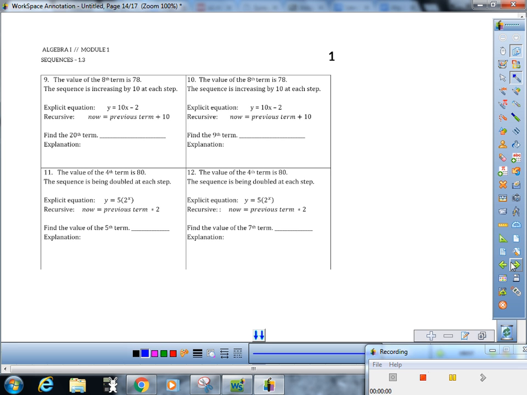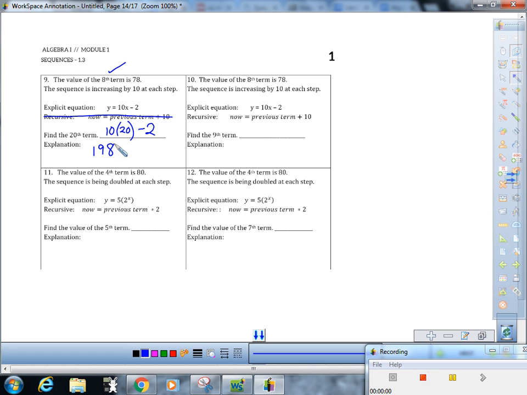Well, we have the value of the 8th term, but we don't have the value of the 19th term. So we're going to have to use the explicit. The recursive does not help us. So to find the 20th term, you do 10 times 20 minus 2, which is 200 minus 2, and 198.